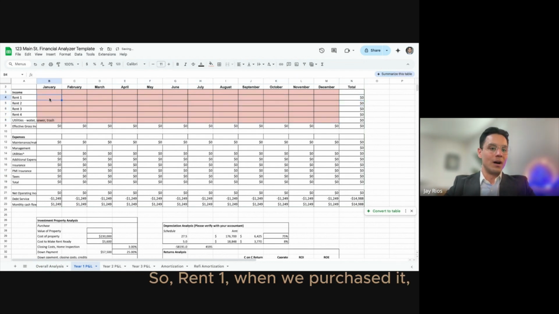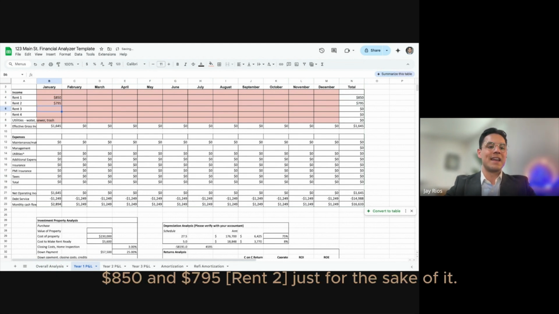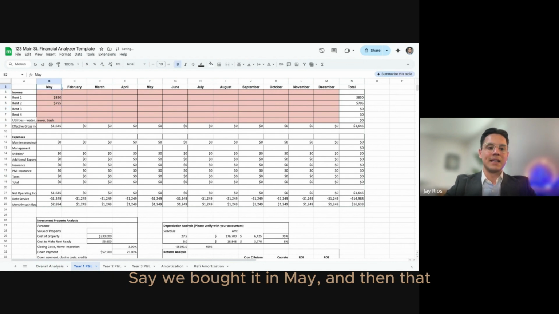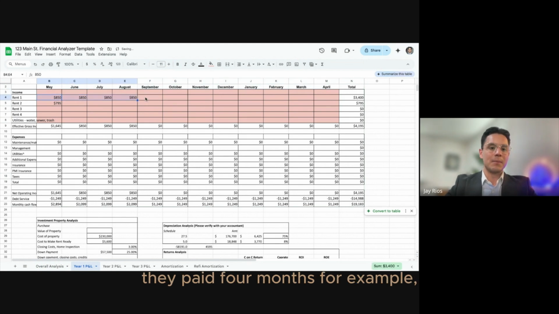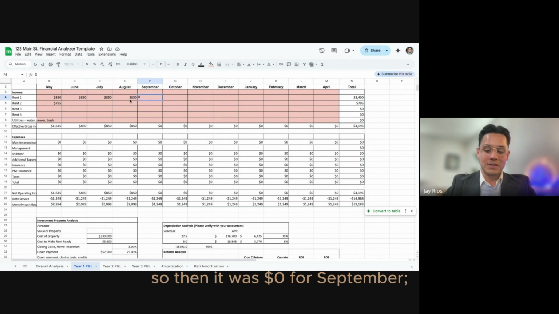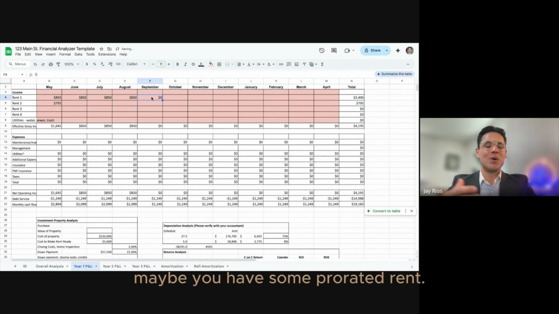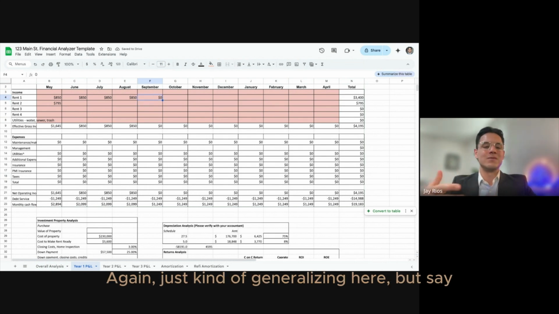So rent 1, when we purchased it, I think they were paying $850 and $795 just for the sake of it. Say we bought it in May and then that continues on. So then from this we would say that $850 they paid 4 months, for example, and then they moved out, so then it was a 0 for September. Maybe you have some prorated rent, again just kind of generalizing here.